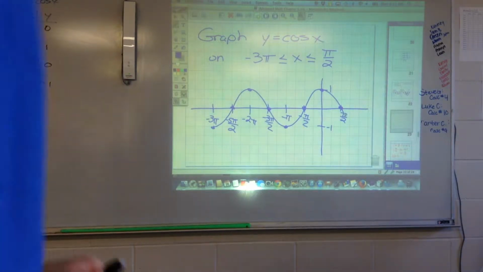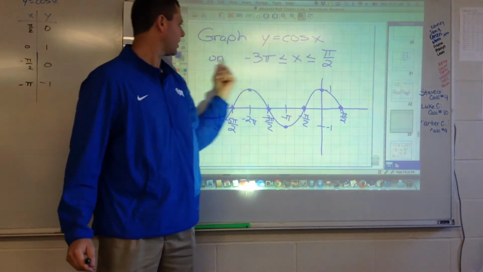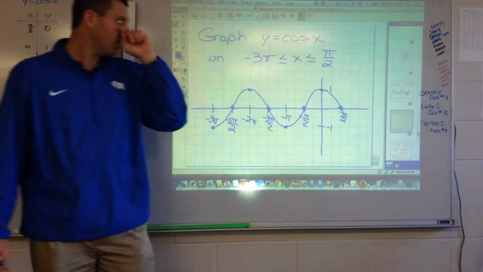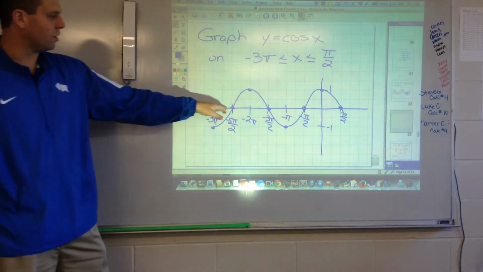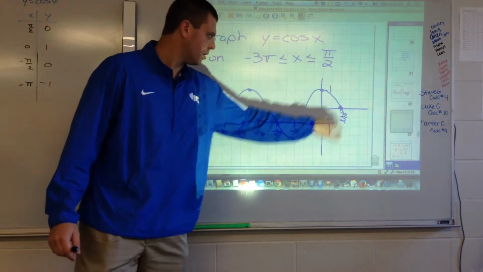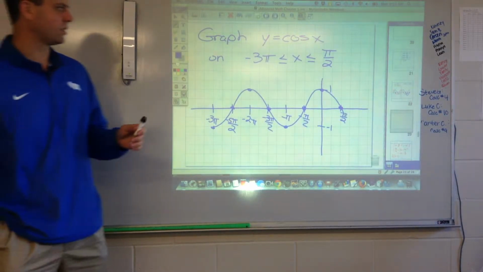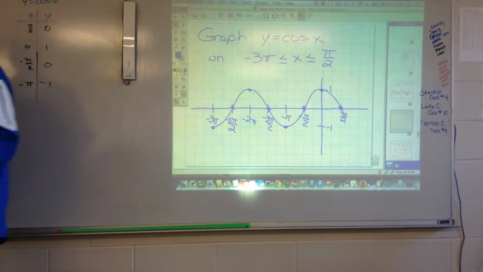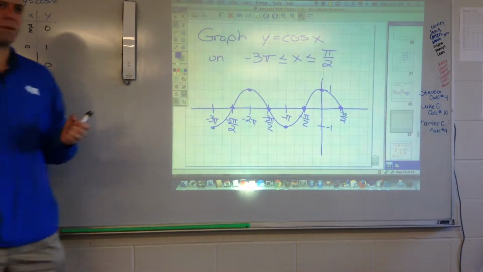All right, so in our review here, we graphed y equals cosine x on this interval, from negative 3 pi all the way to positive pi over 2. Okay? We just plotted the specific points at 1s, 0s, and negative 1s. I want to talk a little bit about the characteristics of this graph now. The first characteristic I want to talk about is amplitude. Any idea what amplitude is?